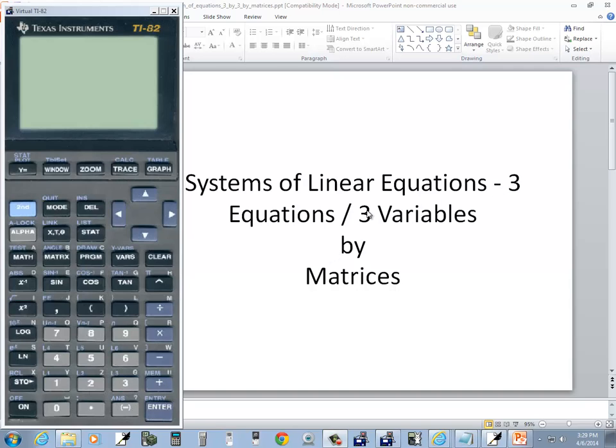Let's take a look at systems of linear equations, three variables, by matrices on a TI-82 calculator.